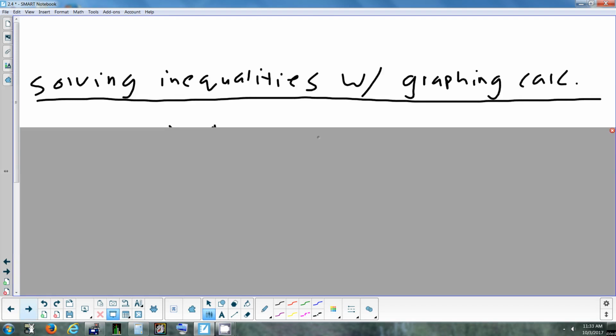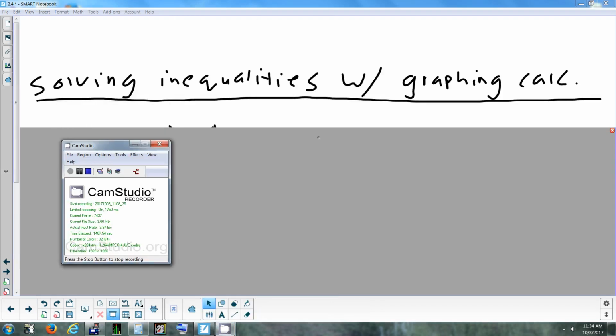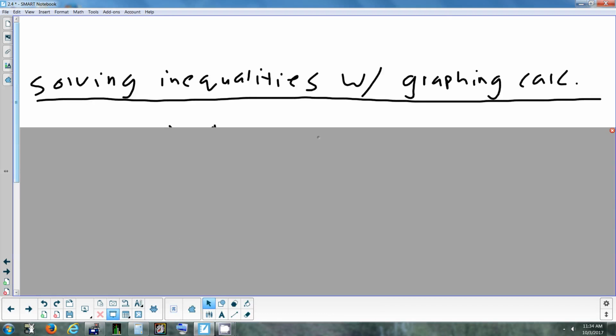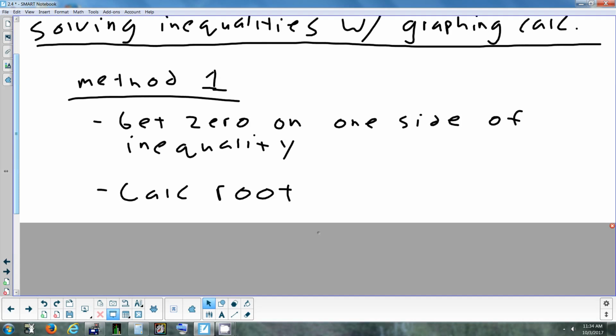Okay, let's look at solving some inequalities on the graphing calculator. All right, so solving on the graphing calculator. There's really two different ways you can do it. The first method involves getting 0 on one side of the inequality, kind of like you're solving a quadratic. Get everything on one side, get 0 on the other. And if you do it that way, under the calculate menu, you're going to do a root. So you're going to calculate a root.